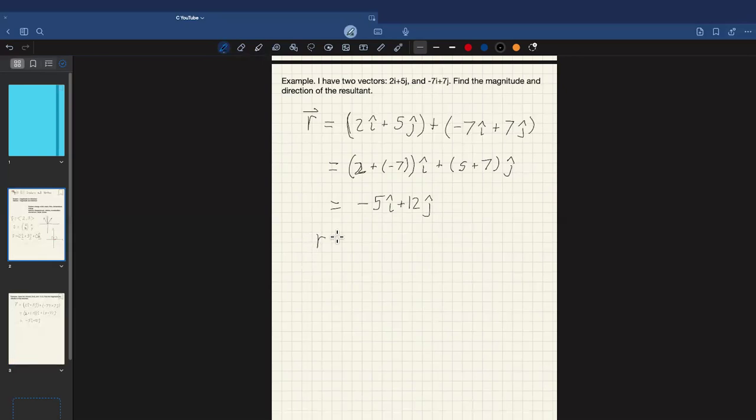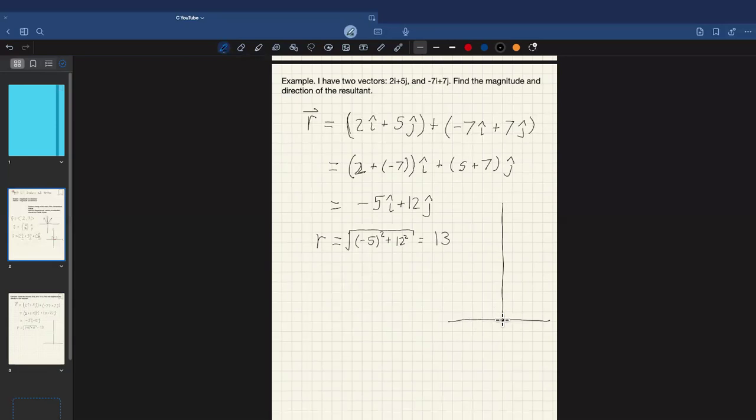So if I wanted to calculate the magnitude of R, that's just going to be -5 squared plus 12 squared, take the square root of all of that, because Pythagorean theorem. And that actually just gives you 13 units, whatever units that may be. That could be meters if it's displacement, meters per second if it's velocity, etc. And then if you want to calculate the direction of it, well, let me go ahead and draw a little quick diagram here.